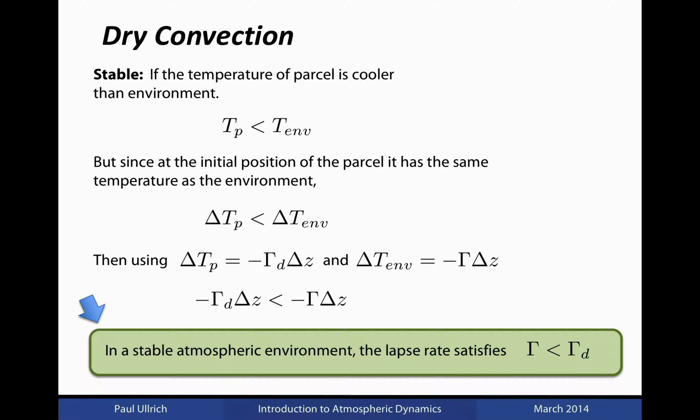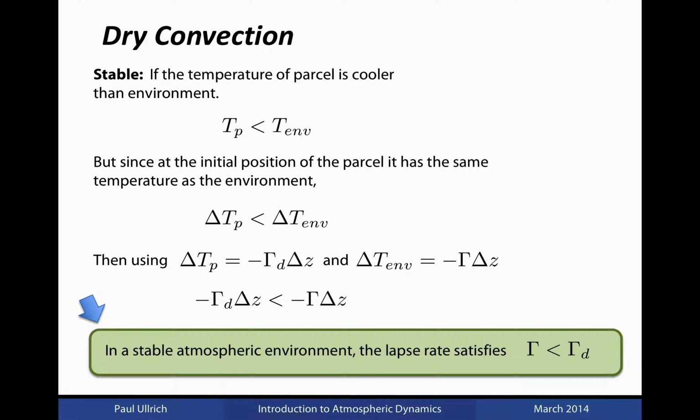If we then plug in our delta T's from the previous slide for the fluid parcel and for the environment, we obtain an expression of negative gamma sub d delta z must be less than negative gamma delta z. Multiplying through by -1 then flips the sign of the inequality, and we can then divide through by delta z on both sides since this is a positive quantity. Consequently, in a stable environment, we conclude that the environmental lapse rate must be less than that of the dry adiabatic lapse rate.